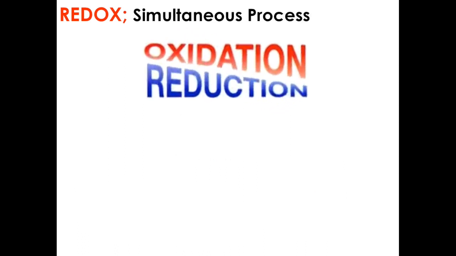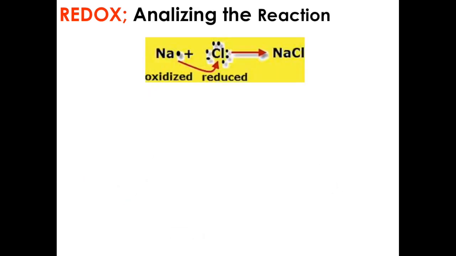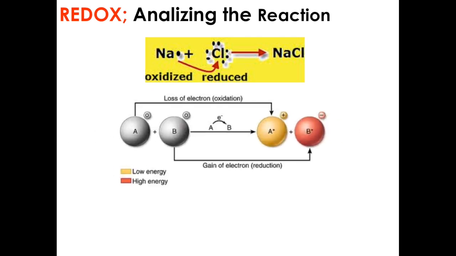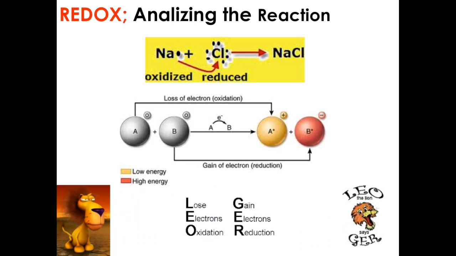So oxidation and reduction are processes that happen simultaneously. Let's analyze the process. We have a substance that will lose an electron through oxidation, and a substance that will gain an electron by reduction. In order to remember this easily, let's learn this acronym, LEO-GER. LEO is for lose electrons oxidation, and GER, gain electrons reduction.